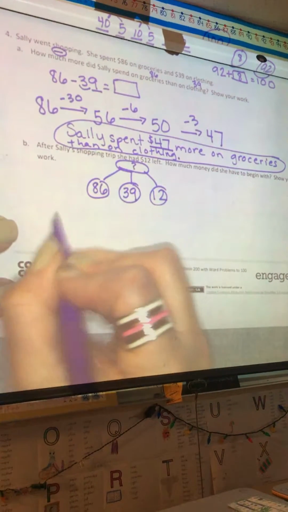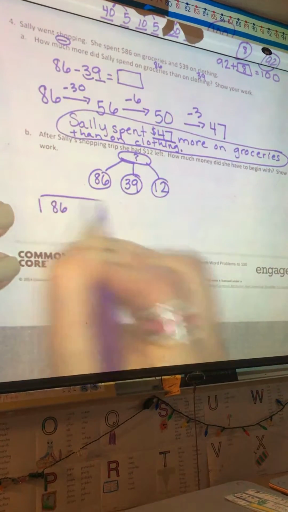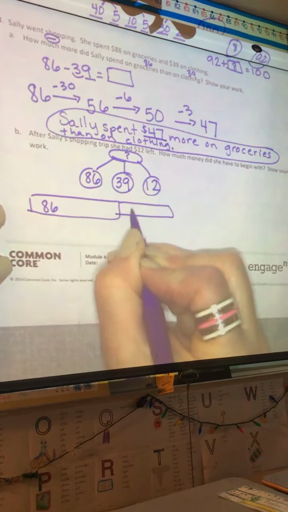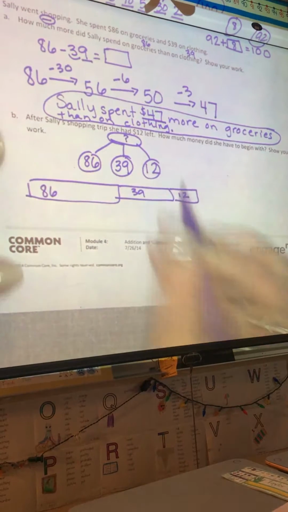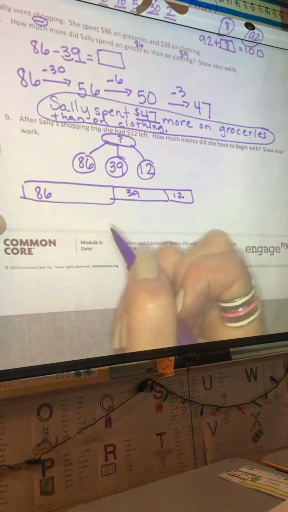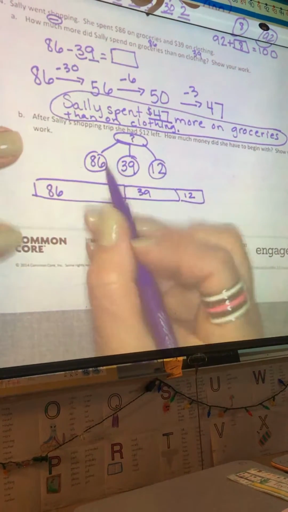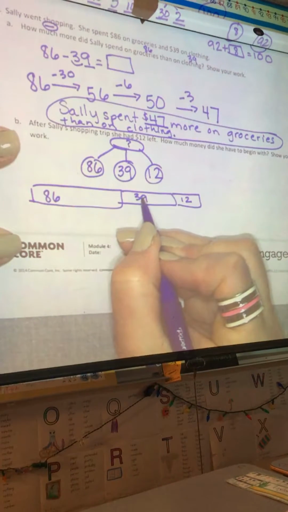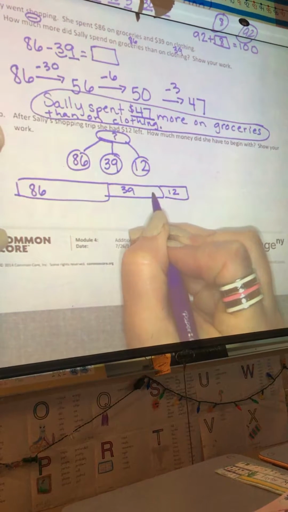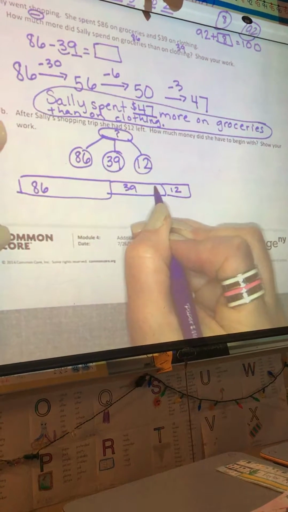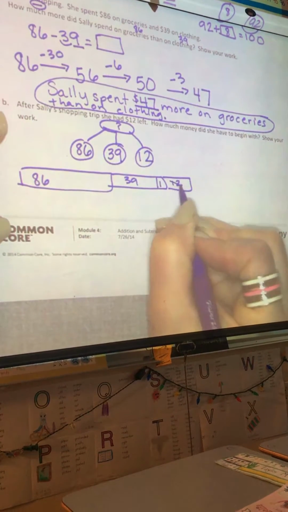So I'm going to make a tape diagram of this problem. 86 plus 39 plus 12. Anytime I can add with a 0 in the ones place, I have simplified my work, made my problem easier. So I'd like to make this 39 a 40, and I'm going to do that by taking 1 away from the 12 here. 39 plus 1 is going to give me 40, which will leave me with 11 here.